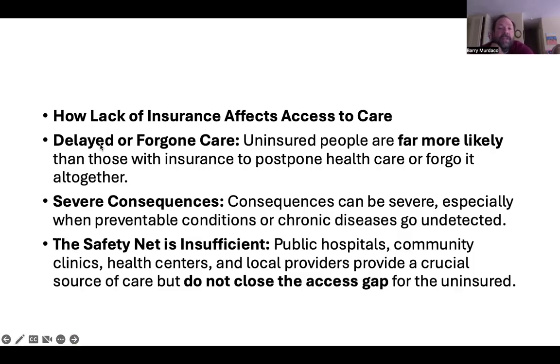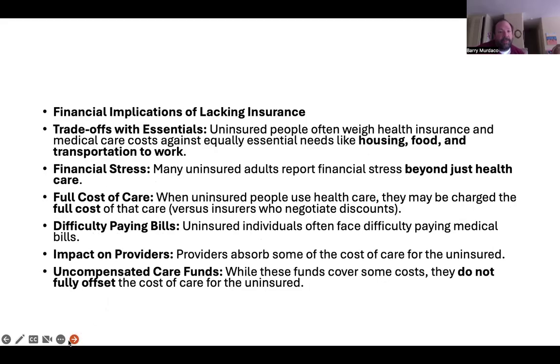How lack of insurance affects access to care, delayed or foregone care. Uninsured people are far more likely than those with insurance to postpone health care or forego it altogether. Consequences can be severe, especially when preventable conditions or chronic diseases go undetected. The safety net is insufficient. Public hospitals, community clinics, health centers, and local providers provide a crucial source of care, but do not close the access gap for the uninsured.